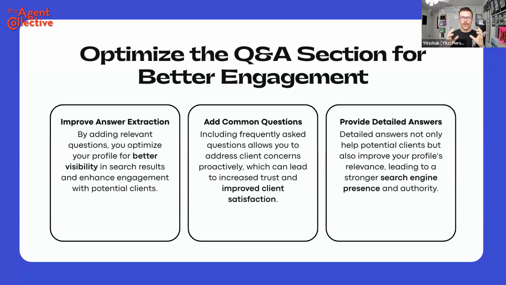And then the question and answer section. So this is one of the most underused features. You can add your own questions. I use ChatGPT to give me questions as a real estate agent for my Q&A section of Google Business Profile. It says, how does buying new construction work? And then you write the answer, or you use ChatGPT, make it your own, put your own flair on it.